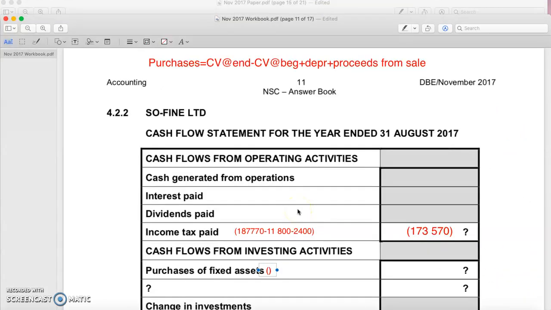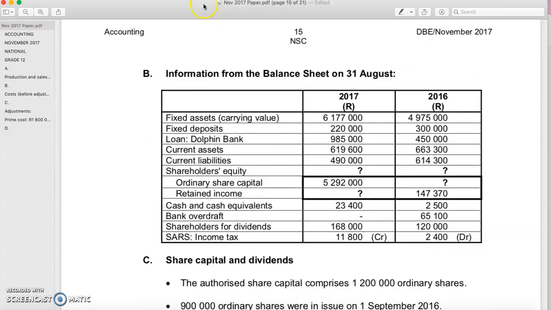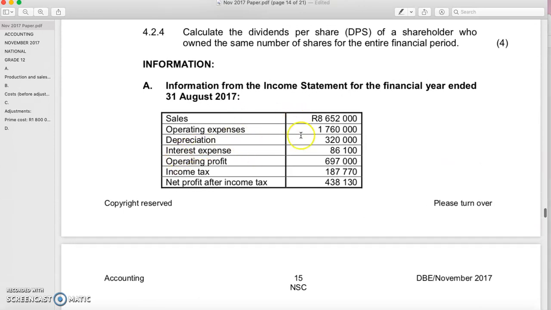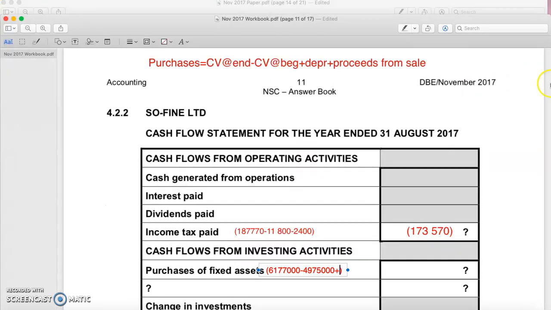So I think at the end was 623 minus 4,975,000. Okay, and then I said add depreciation. Let's go look for depreciation. Depreciation is right here from the income statement, 320,000.